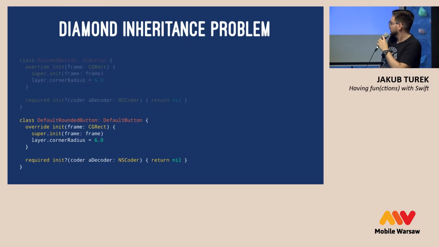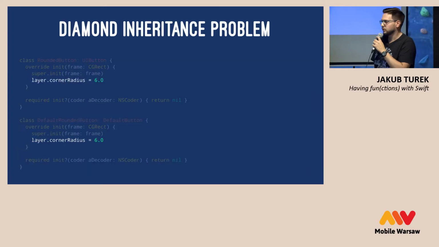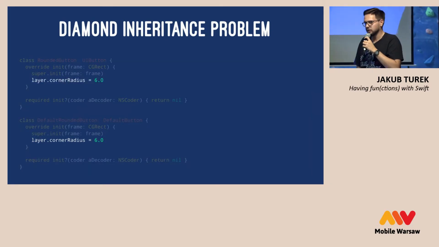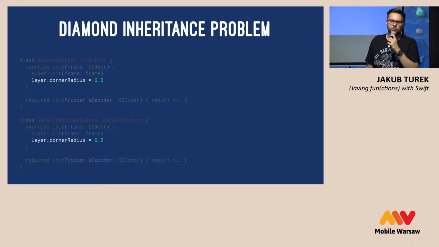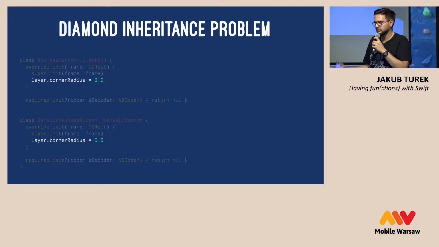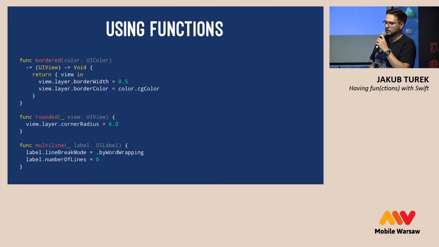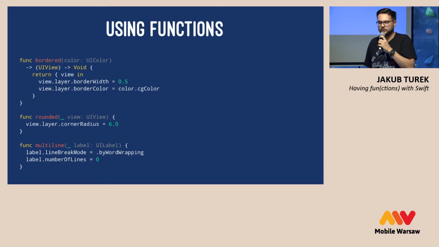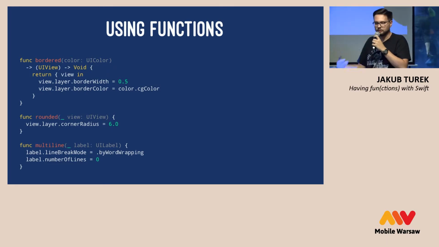We have to take the biggest of the two source classes and, of course, copy-paste the code that is used for configuration. That's not really convenient. And, of course, we can do it better by using, guess what, functions. So we can have a free function, let's call it bordered, and this function will take a color as a parameter. What it does, it takes any view and returns nothing. It just applies a style on that view.